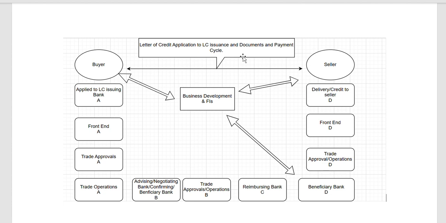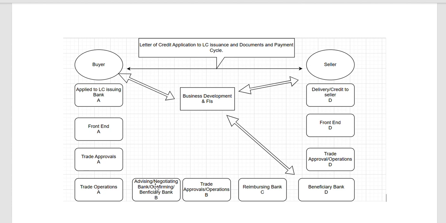They will ship the goods and then they will submit the documents to the beneficiary bank or to the advising bank. The advising bank will check the documents. If everything complies with the LC terms, then they will forward the documents to the LC issuing bank. Once the LC issuing bank remits funds to the advising bank, they will pay the seller or the beneficiary.